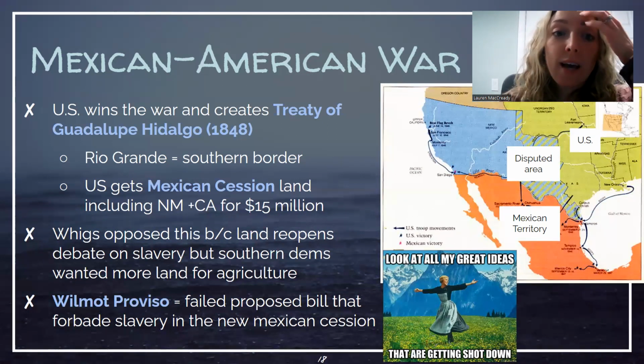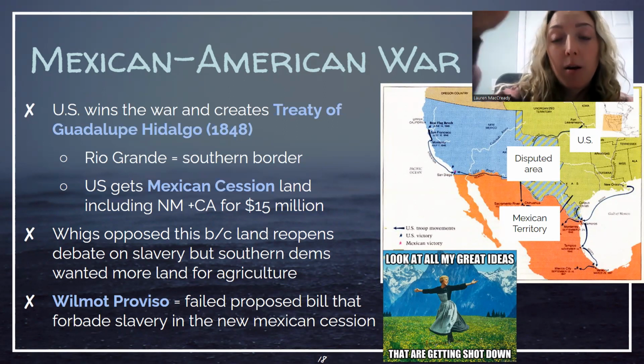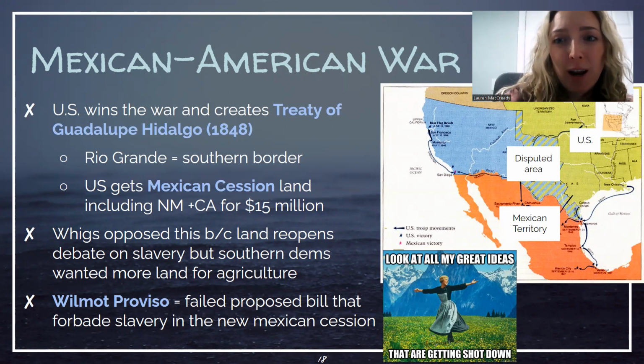So what did this say? Well, it solidified the southern border as the Rio Grande. So we get the disputed territory, and if you look at the bottom of Texas, it resembles our modern day border. And then the U.S.